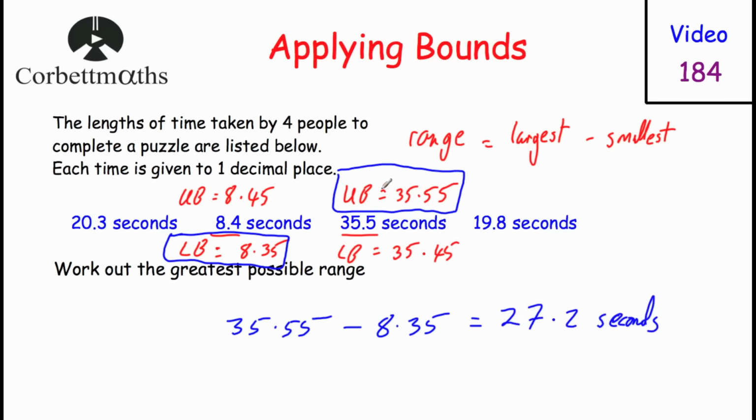Now you can actually try the other values to see if you can get a bigger answer. You could try 35.45 and 8.45 and take those away, but you're going to find that 27.2 is the biggest possible answer. You want to make the biggest difference between them, so you use the biggest value and the smallest value. If they wanted the smallest possible range, you'd want them to be as close together as possible, so you use the lower bound for the largest value and the upper bound for the smallest value, and that gives you the smallest possible range.